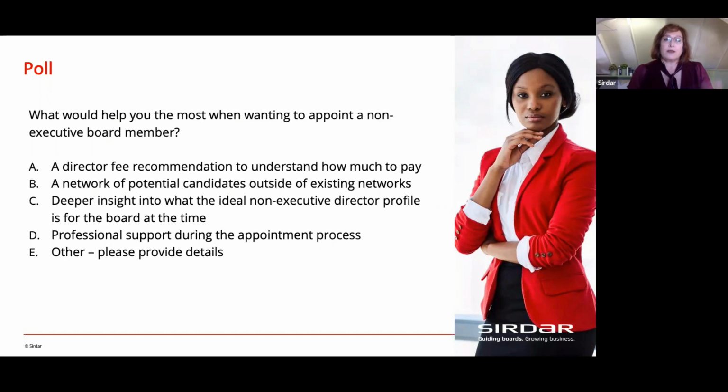Also nice to see D there as well, professional support, because it is about taking the right steps and the outcome being a positive one, because you have found the right person. We see the changes in the boards. We've seen the changes in business because of the board in a very positive manner.